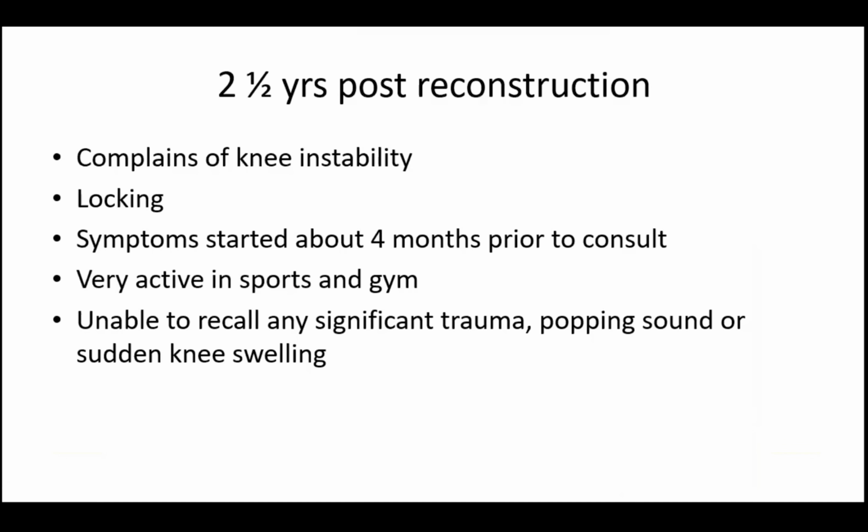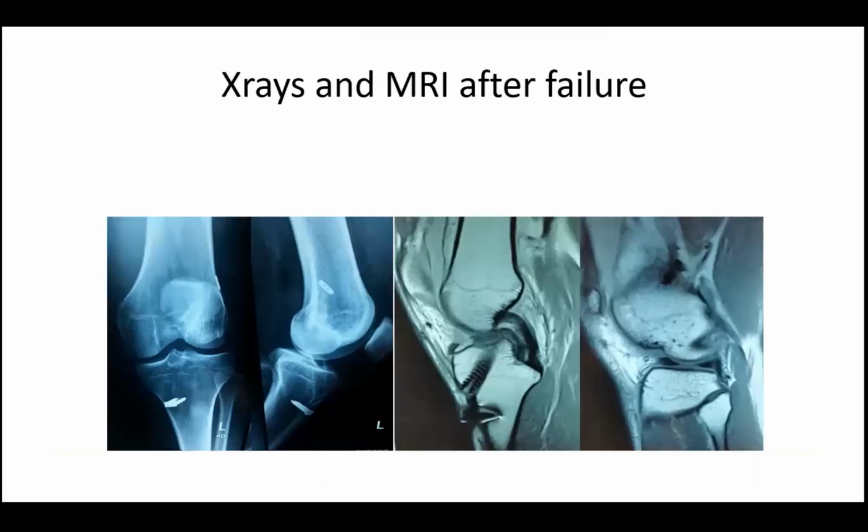And 2.5 years post-reconstruction, he comes back with knee instability and locking. Symptoms started 4 months before he sees me. He's very active in sports and gym. He cannot recall; he tells me he doesn't know whether he had any fall or injury or anything like that. Look back at his X-rays. All right, now you can see on the lateral side there's a bigger indentation. On the MRI, you can see a big indentation. It's a lateral bone bruise type 3. So basically, I did not address the lateral bone bruise at that time, which resulted in failure of the ACL.